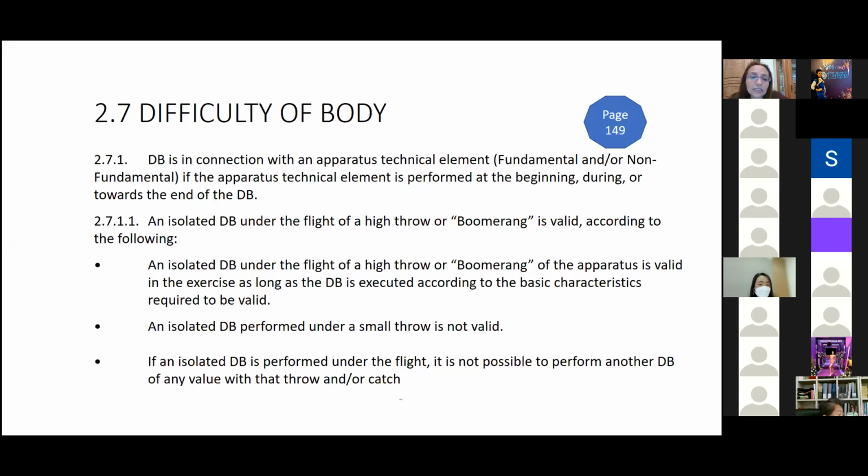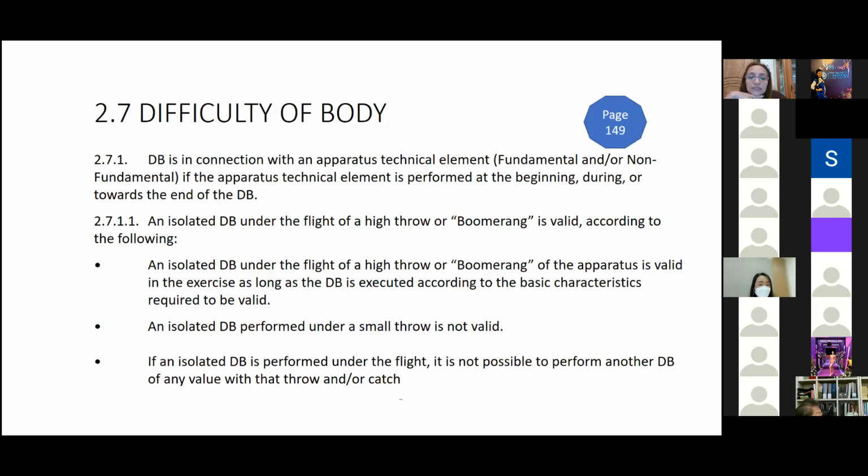Again, we have the isolated dB under the flight, the same like individual, of a high throw or a boomerang is valid, according to the following. Isolated dB under the flight of a high throw or boomerang of the apparatus is valid in the exercise as long as the dB is executed according to the basic characteristics. An isolated dB performed under a small throw is not valid, as we said before.